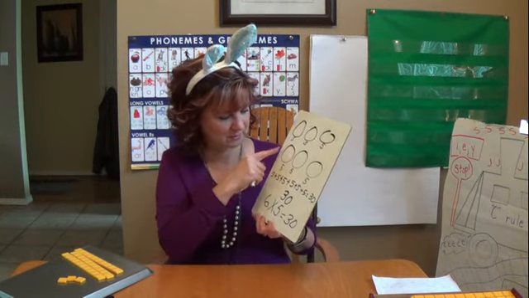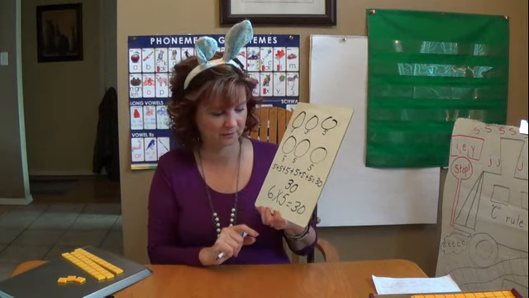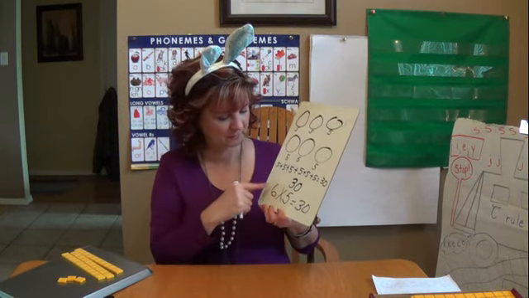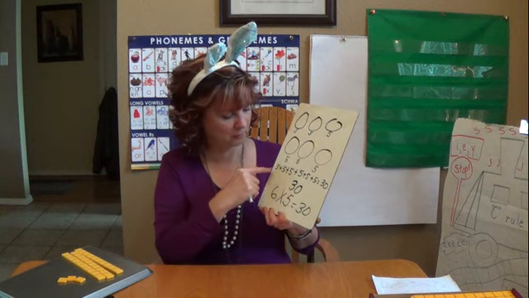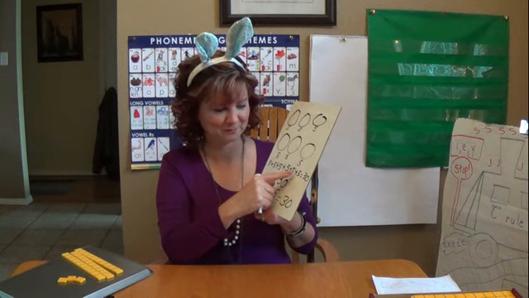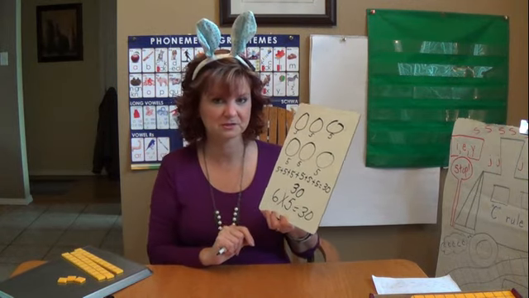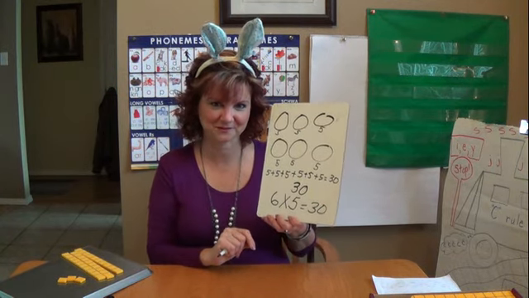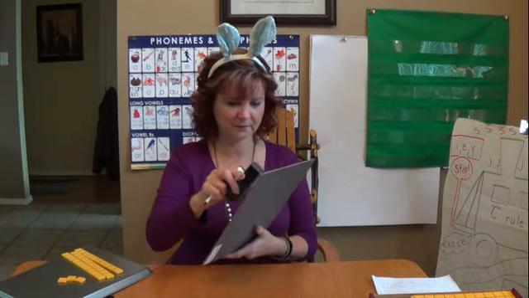Yeah, so you could do it this way. That would be perfectly fine. Or you could do it this way. 6 groups of 5. Or 5 plus 5 plus 5 plus 5 plus 5 plus 5, 6 times. You're still going to get 30 Easter eggs. Good job. All right, erase it speedy quick.